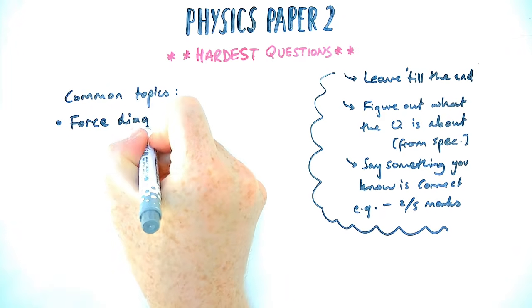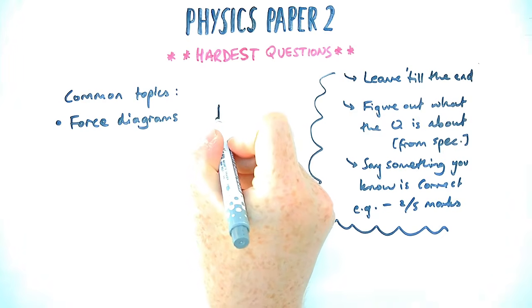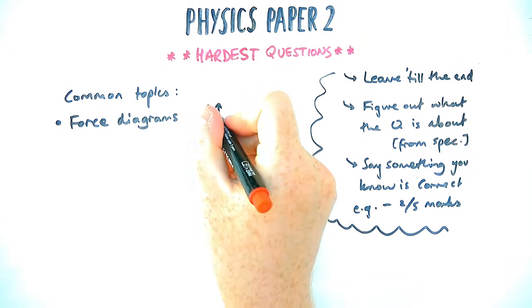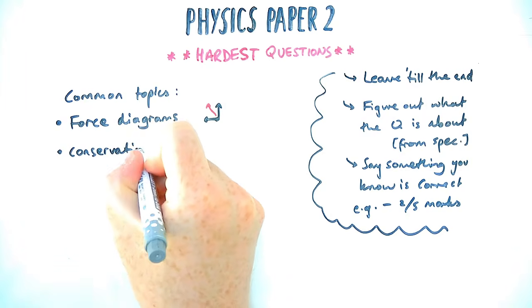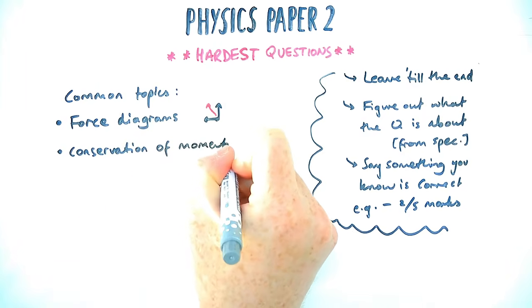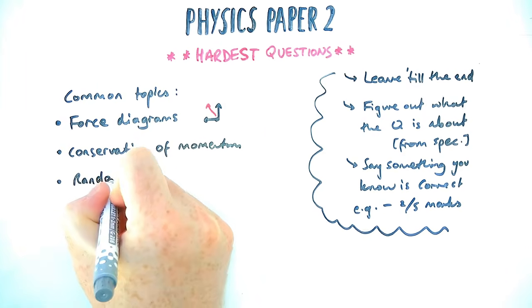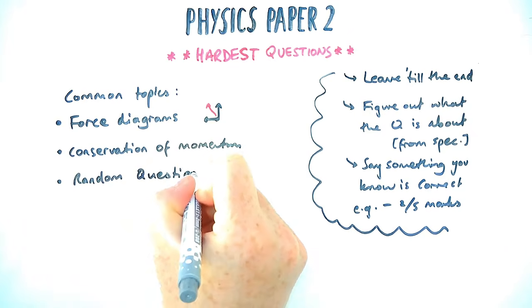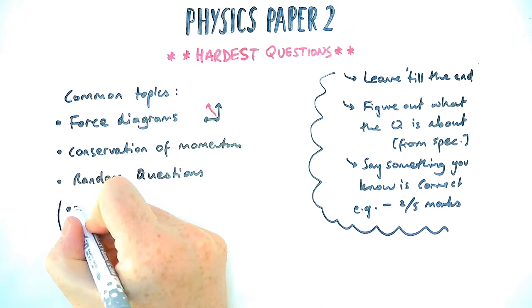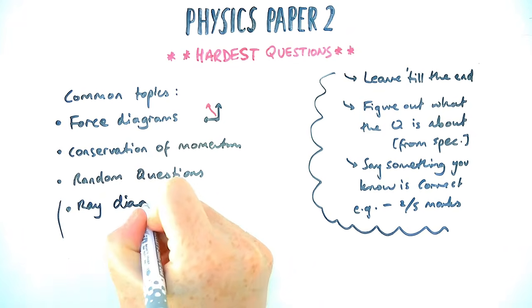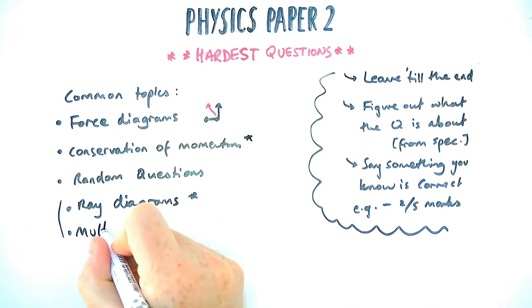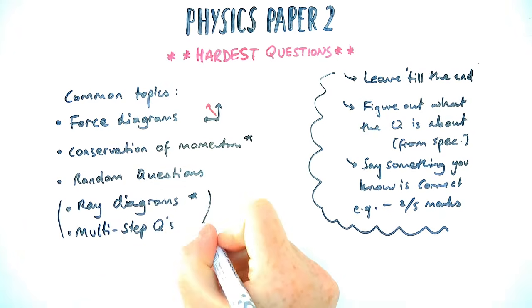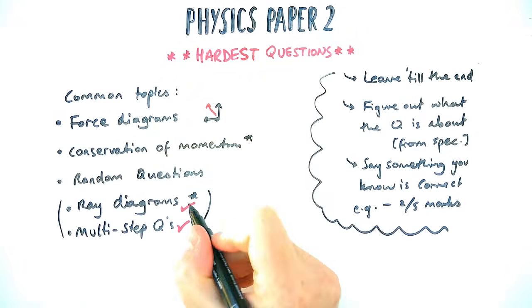First one is force diagrams, okay, which do come up relatively regularly and do confuse people sometimes. I'm talking about the ones that are perpendicular to each other. Then we've got conservation of momentum questions, and then we've got those random questions which seem a bit different. In addition to those, you also have ray diagrams, which I've done an exam question video about already. You also have multi-step questions, which again I've done a video about, so I'm not focusing on those today. So let's be brave and let's dive in.